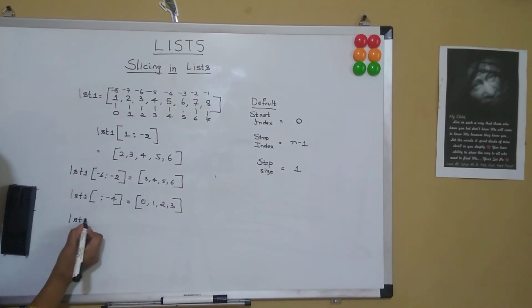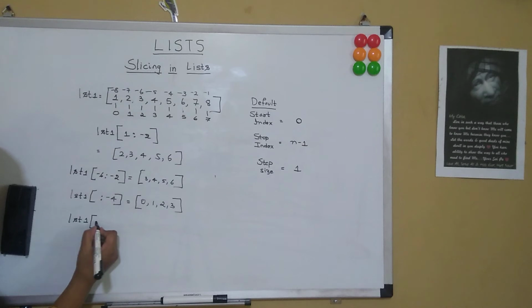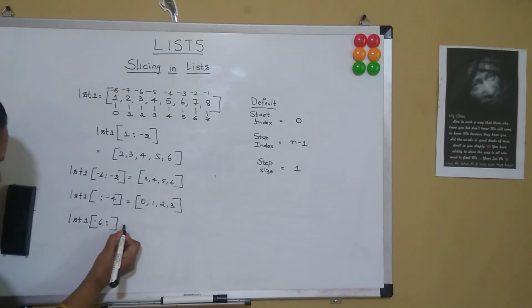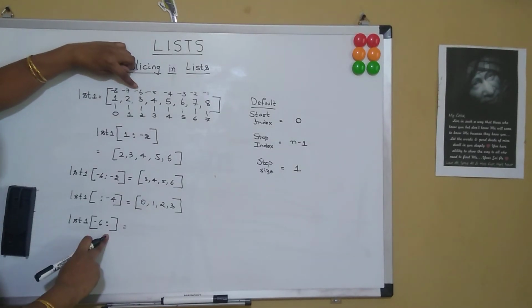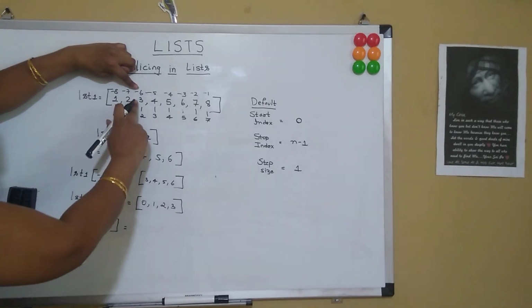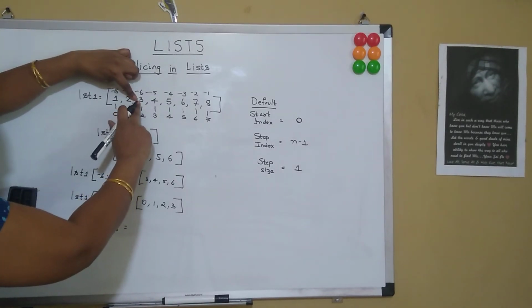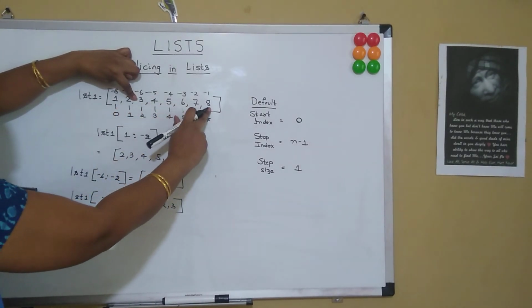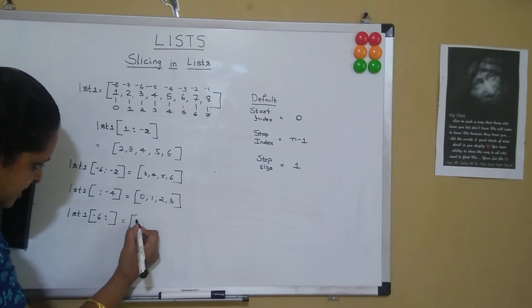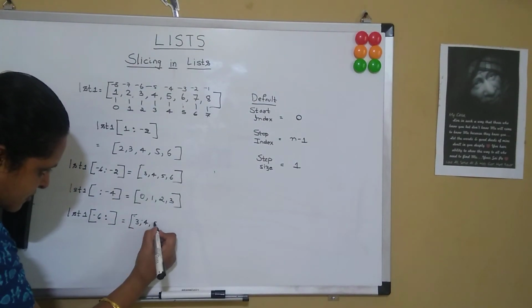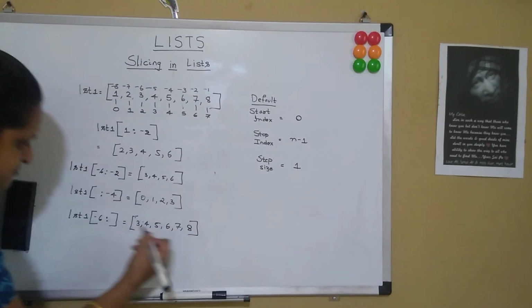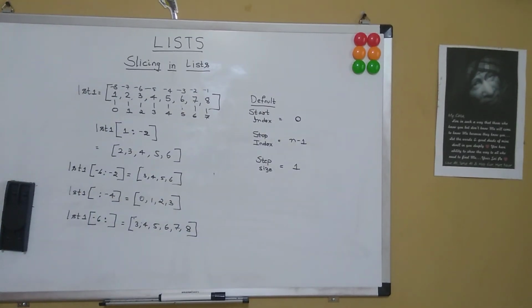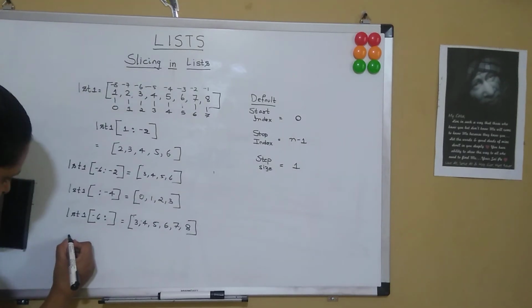Now if I have my LST1 and I specify minus 6 colon, I don't specify any end position. So it will be till the end of the list. Minus 6 is this position. So it will print 3, 4, 5, 6, 7 and then 8. So this is how minus indexing works in Python.